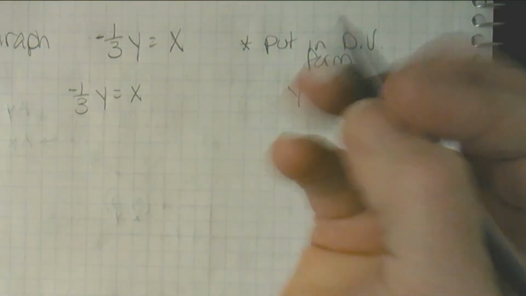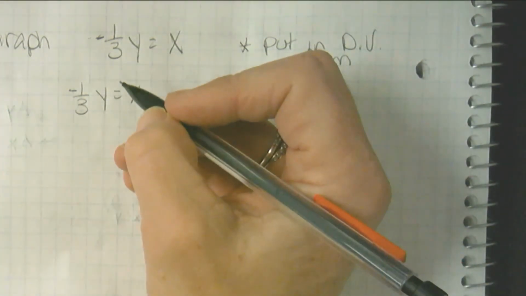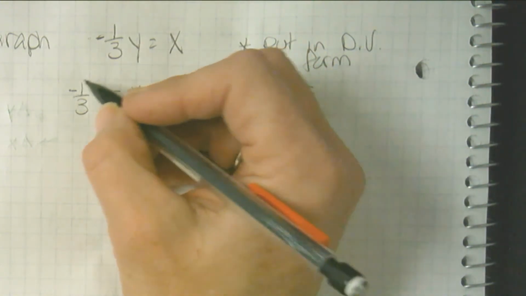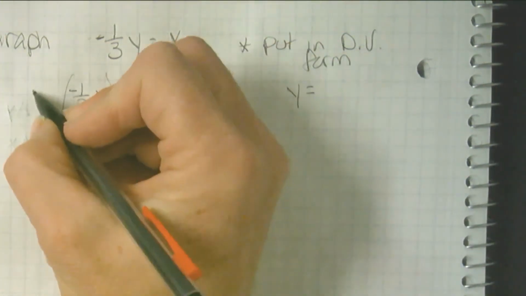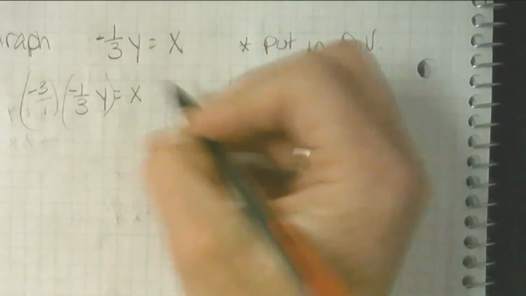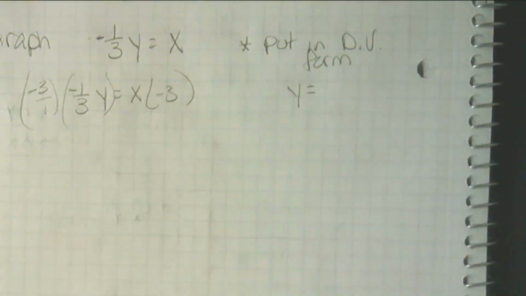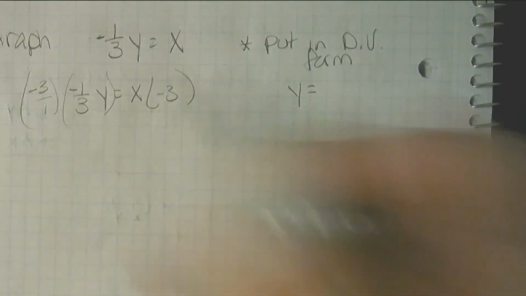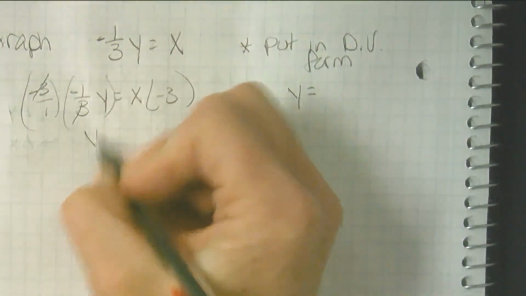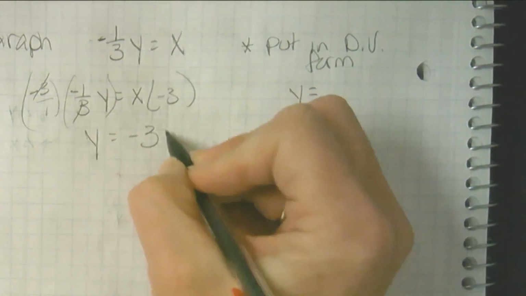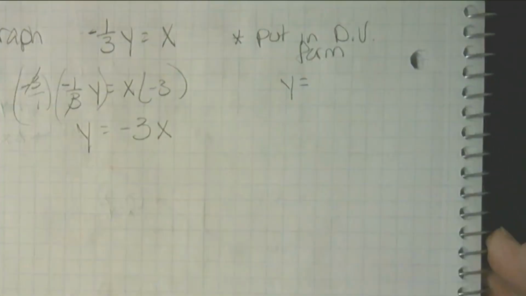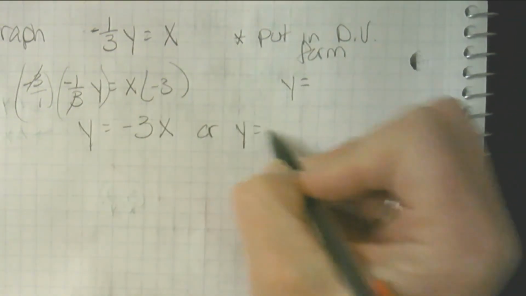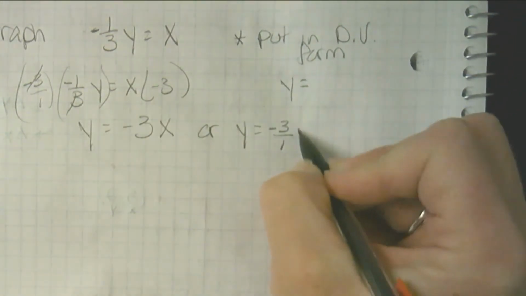Absolutely. I'm going to multiply by its reciprocal of negative 1/3, because I need to get rid of that multiplication of a negative 1/3. So I'm going to multiply it by negative 3, so I get y equals negative 3x, or y equals negative 3 over 1x.